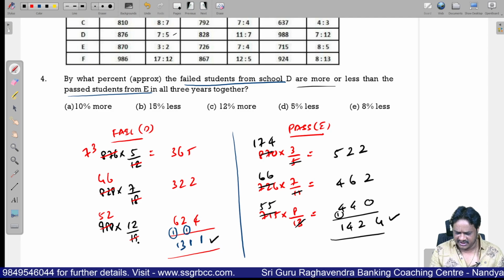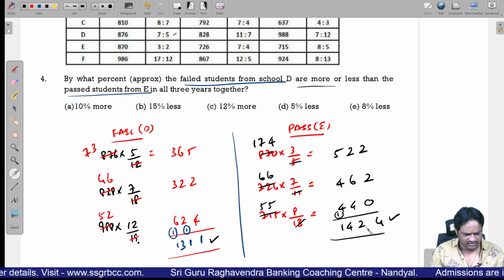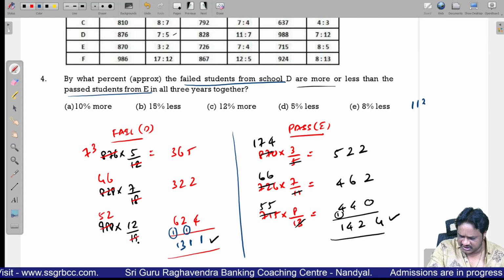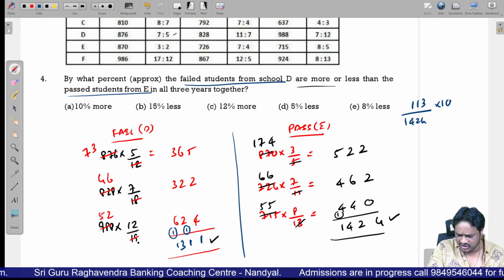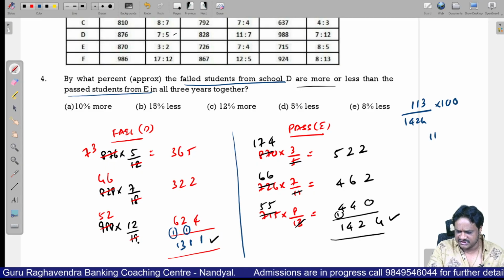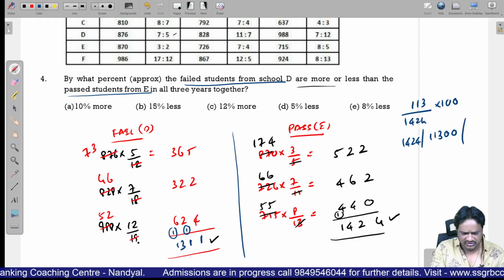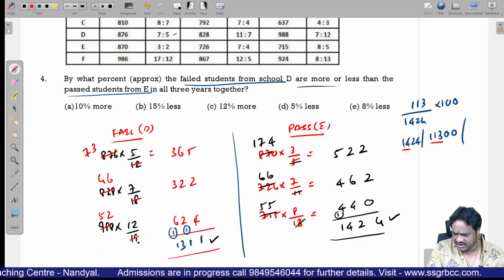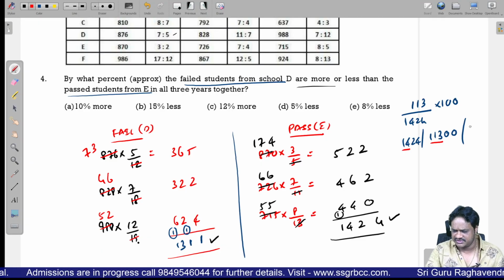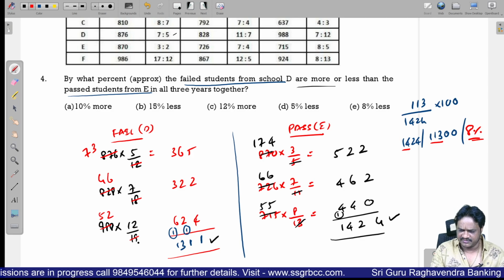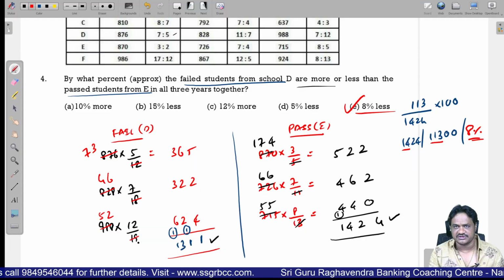1311 is definitely less. What is the difference of 1311 and 1424? It is 113. 113 less. From where is it less? From 1424. Into 100, so do the calculation. 11,300 I am dividing with 1424. See, observe the two things, 14 and 113. So it will go approximately how many times? 8 times. So the answer is approximately 8% less. It is not the exact answer, it is an approximate answer.